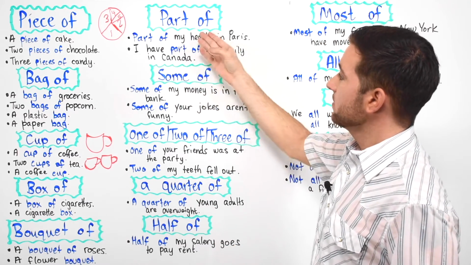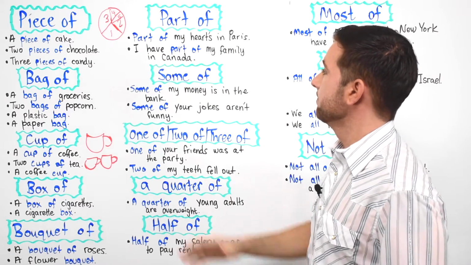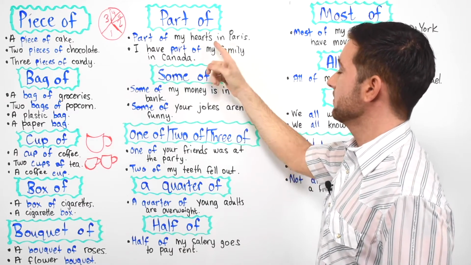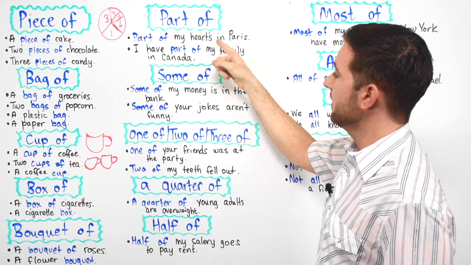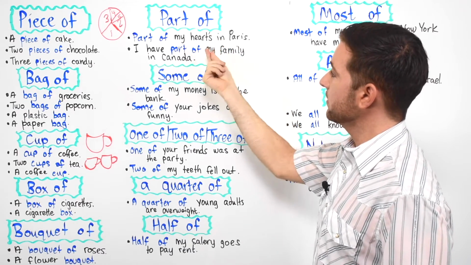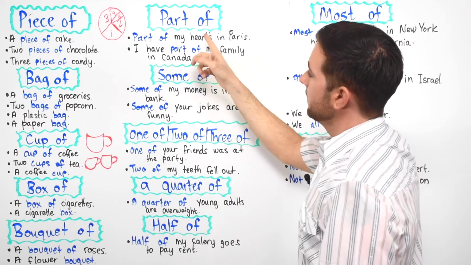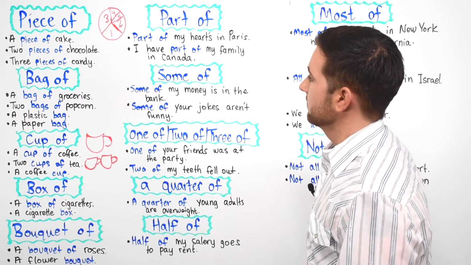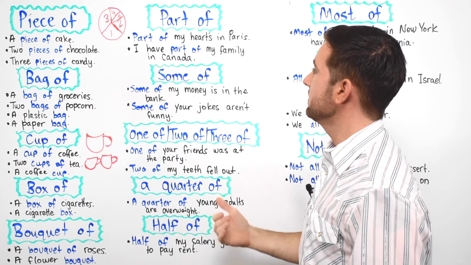And then we have part of. It says, part of my heart's in Paris. Notice here that we have heart's with an apostrophe S because it's a contraction, meaning it's abbreviated for heart is. Okay, a part of my heart's in Paris. A part of my heart is in Paris.